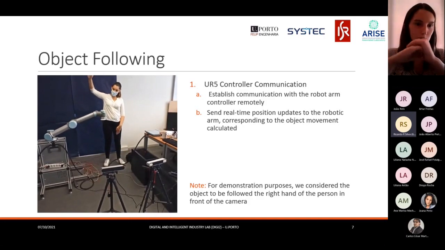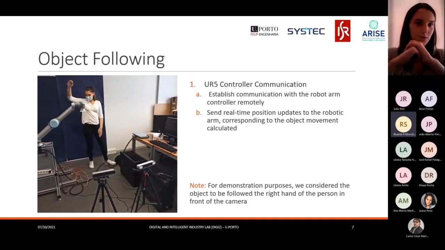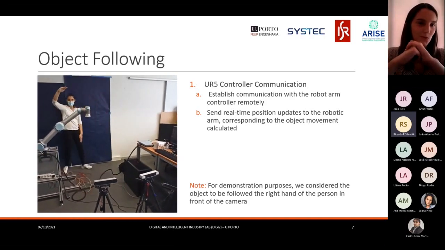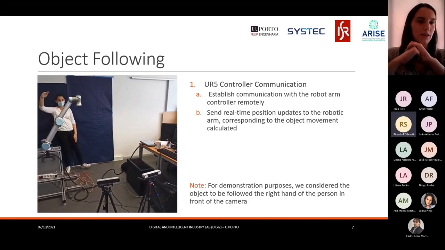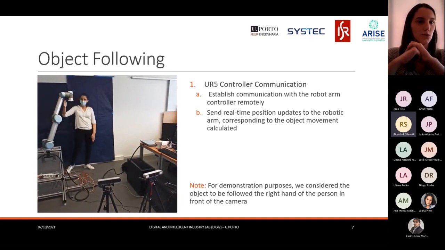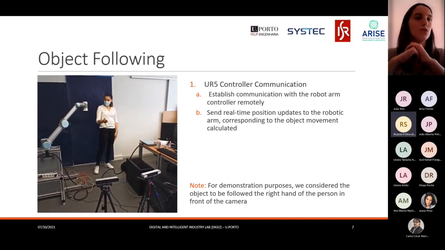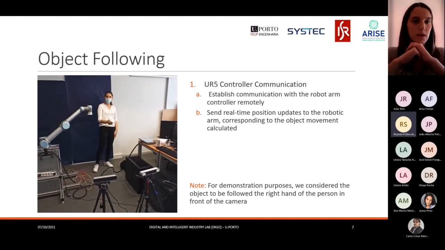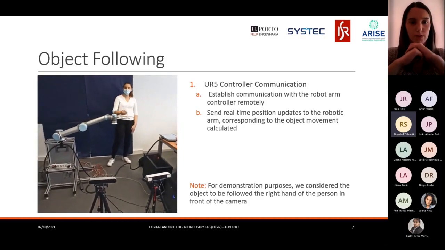And we can just wait a little bit to see a bit more of this video. Remember that the point that it's trying to follow is just the right hand, so the rest of the body could move and the robot wouldn't move if the right hand didn't move. And that is basically what we did for object following.